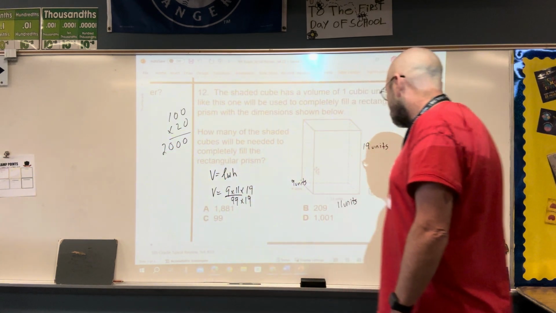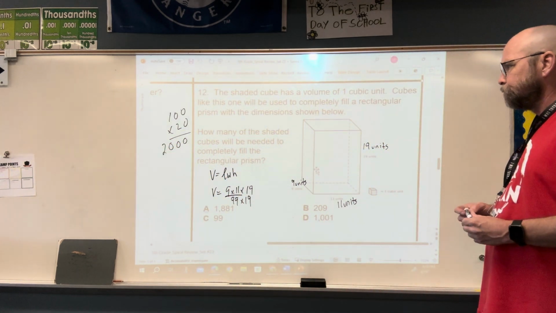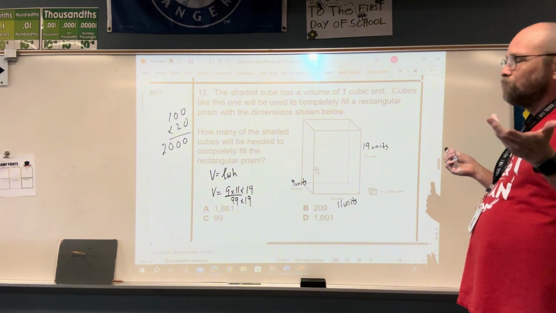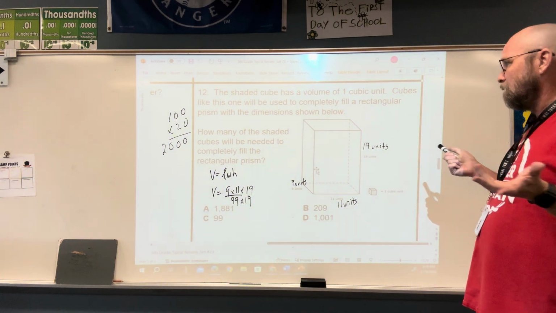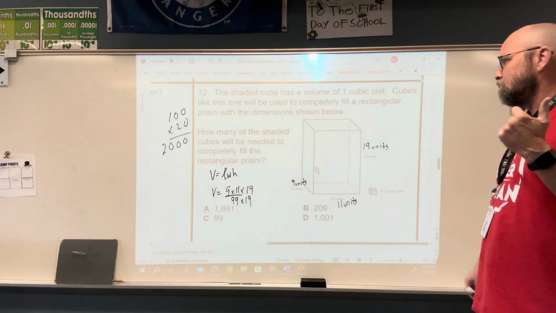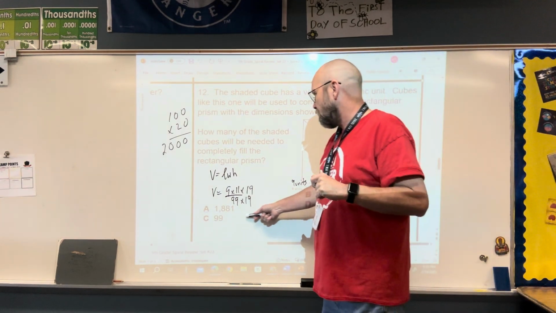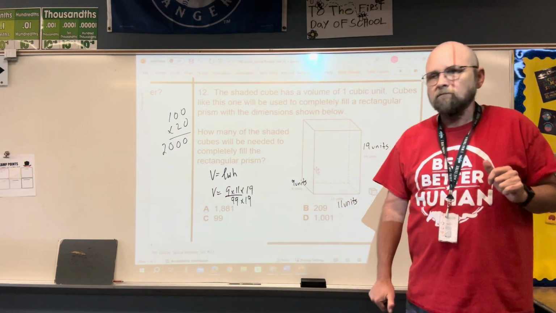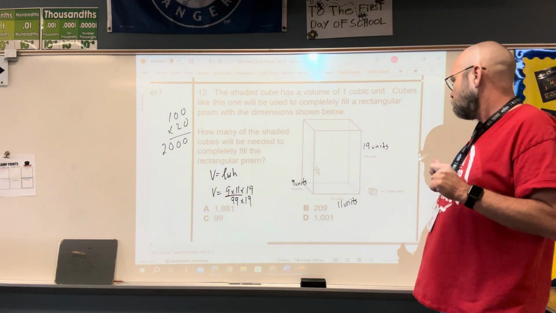So my answer is going to be somewhere near 2,000. Once I estimate, and I know my answer is near 2,000, that eliminates 1, 2, 3 of the answer choices, and I don't even have to multiply 99 times 19. You can eliminate C, D, and B.